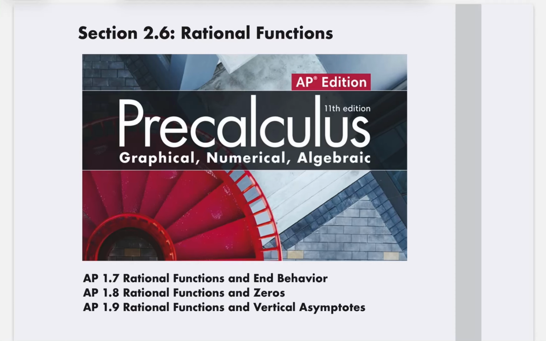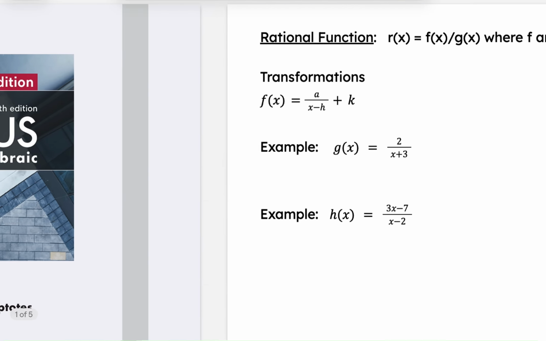This is section 2.6, which is rational functions. There are 3 AP Precalculus standards that are associated with this section. 1.7, which is rational functions and end behavior. 1.8, which is rational functions and zeros. And 1.9, which is rational functions and vertical asymptotes. So there's a lot of stuff in this section.